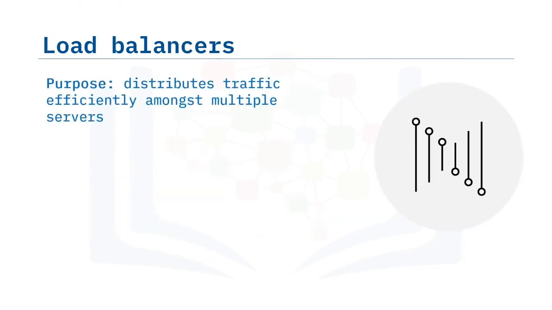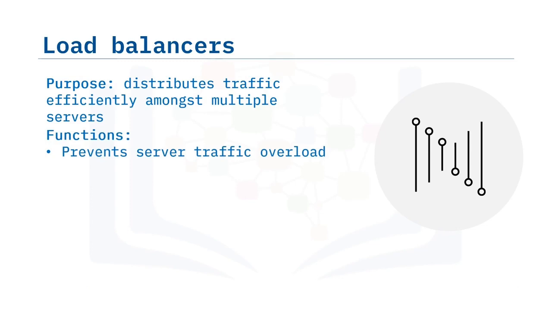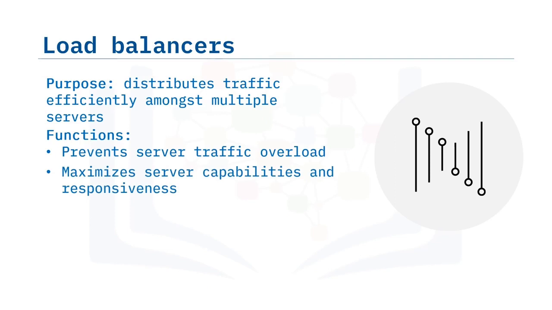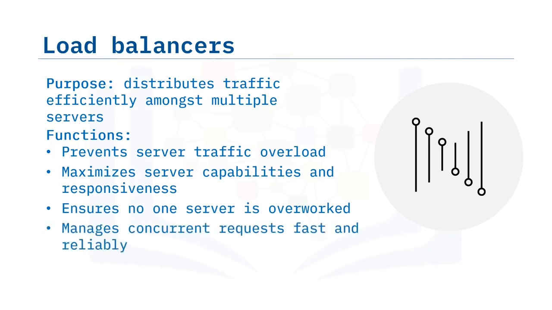The purpose of load balancers is to distribute network traffic efficiently among multiple servers, called a server farm, on a network. Load balancers are used to prevent server traffic overload and are located between clients and the servers. A load balancer determines which servers are capable of fulfilling those requirements in a manner that maximizes availability and responsiveness. Load balancers ensure that no one server is overworked. They manage concurrent requests from clients and return the correct data in a fast and reliable manner.